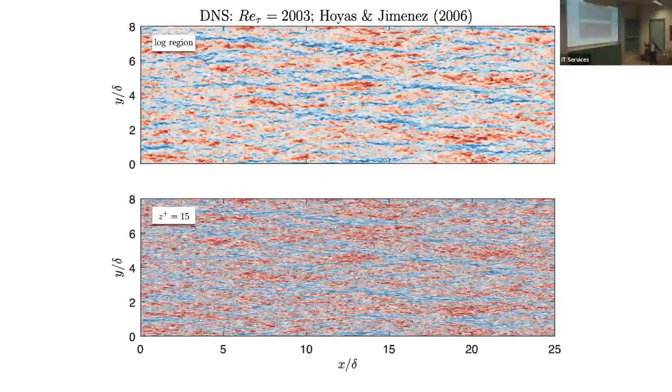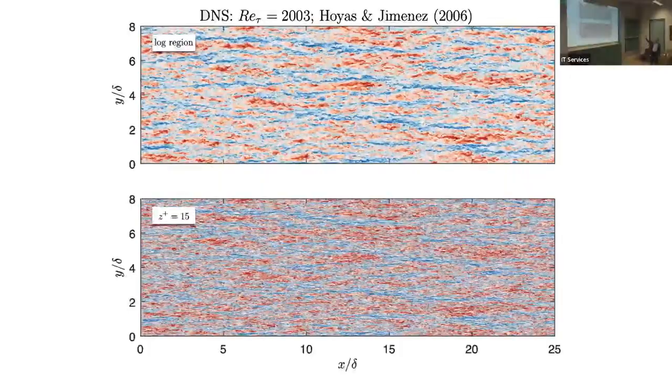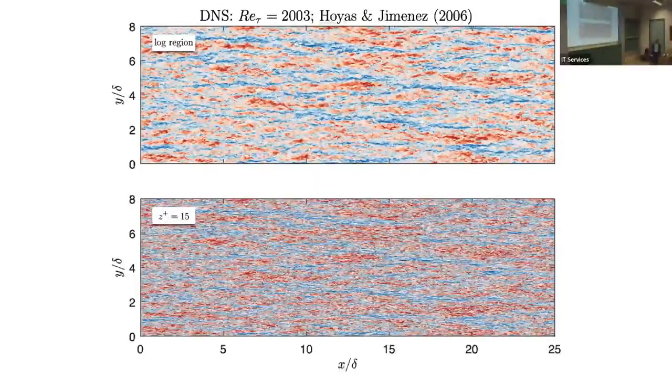But even here at 2000, you can see that. This is a simultaneous measurement, and thank you, Javier, for making these available. It's Hoyas and Jimenez 2006, friction Reynolds number of 2000.